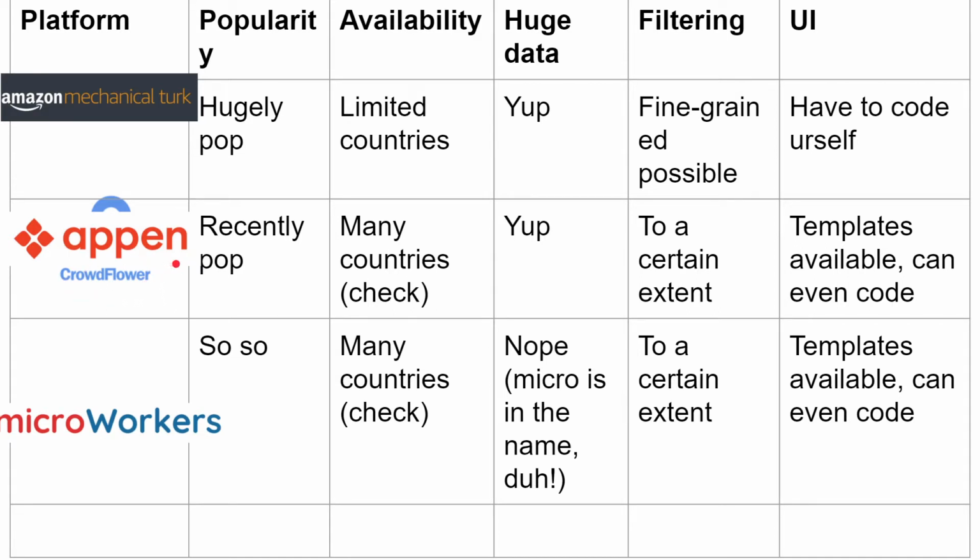Amazon Mechanical Turk has been used by several research papers in the past, and R&D companies, in order to carry out their data annotation tasks. Whereas Appen, as far as I know, is a very recent occurrence or has very recently become popular. And Microworkers is not that popular.